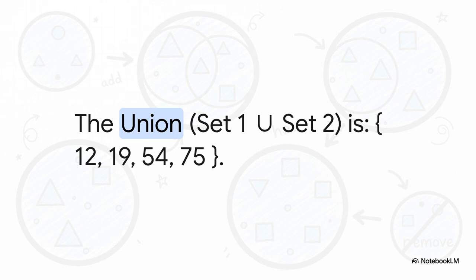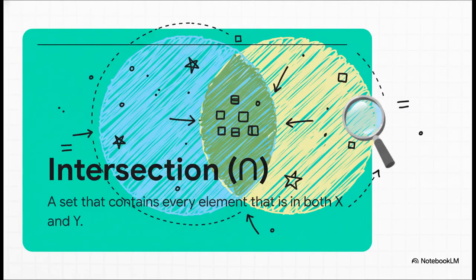And hey, notice the 75? Even though it was in both of the original sets, it only shows up once in the final result. That's the set doing all the hard work of handling duplicates for us automatically. Pretty cool, huh? Next, we've got intersection.